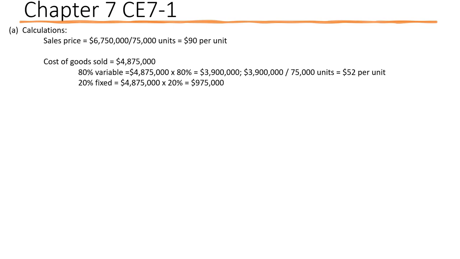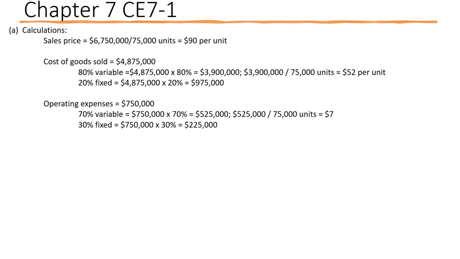Cost of goods sold, $4,875,000. 80% is variable, 20% is fixed. So we just multiply that amount by 80% to get our variable amount, $3,900,000, and by 20% to get our fixed amount, $975,000. And then we can get the variable cost per unit for cost of goods sold by taking the $3,900,000 divided by 75,000 units, and we get $52 per unit.